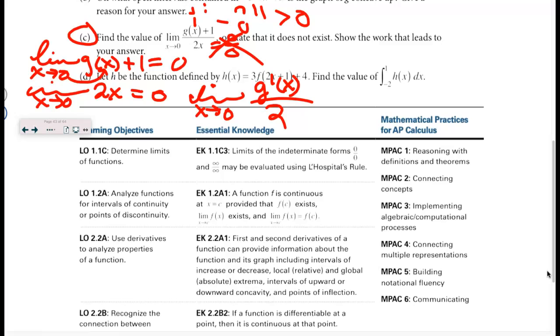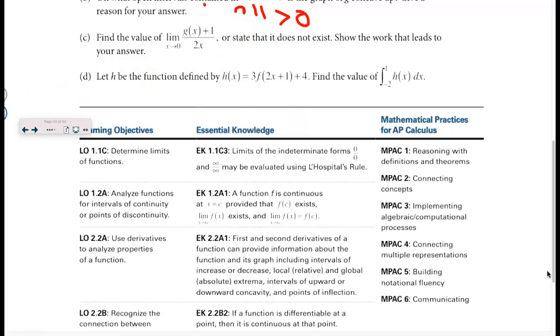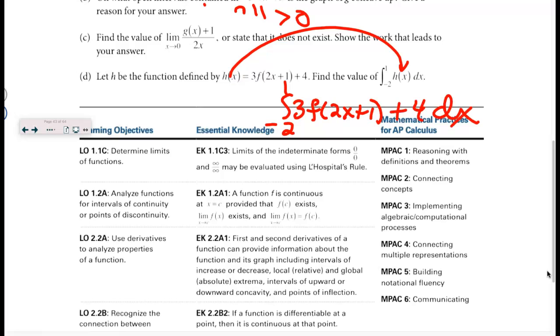Oh boy, they give me another function. What the heck's going on? So I'm going to have to put h in here, and somehow I must know how to integrate this, because this one's not calculator active, so I can't math 9 it. So I'm going to go from -2 to 1, and I've got 3f of 2x plus 1 plus 4 dx. So start me out. What's one thing I'll do, Alexa, with that big ugly mess? I'm going to pull the 3 out front, so that I'll be integrating f of 2x plus 1.